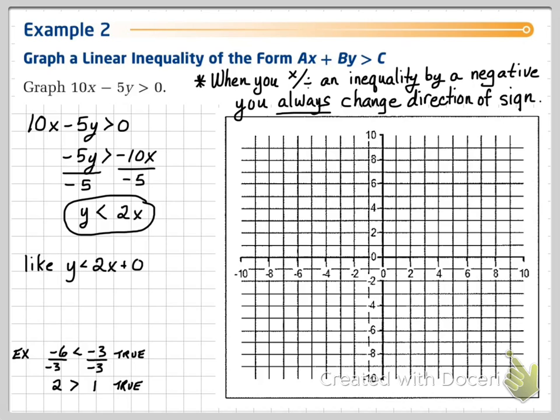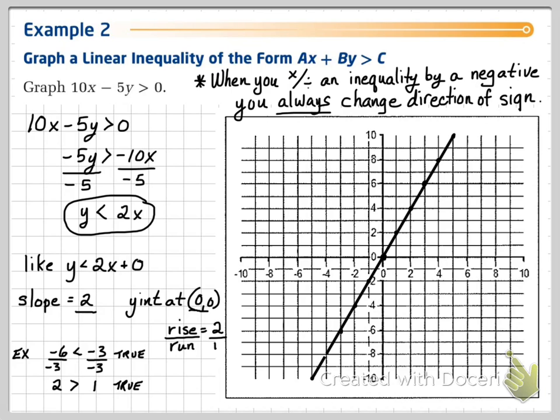So let's continue. This is the same as y is less than 2x plus 0. I put the 0 there because 0 is going to be our y-intercept. The slope, you'll notice, is 2, which just means 2 over 1. The y-intercept, we said, was at 0. The rise is going to be 2. The run is going to be 1. So from our point that we've plotted at (0, 0), I can go up 2 over 1 and draw my line through.